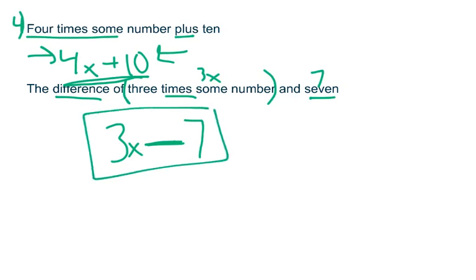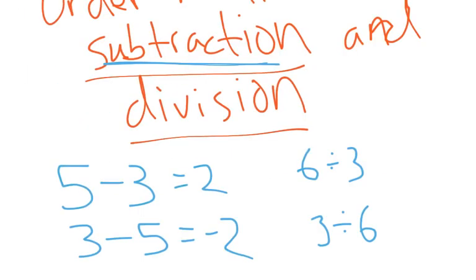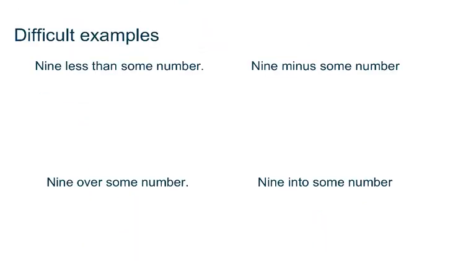There we go. Now these are the straightforward examples. Let's take a look at these 4 because these are just a little more complicated. So here, this is where we have to take our warning into play. Order matters with subtraction and division. So we look here, 9 less than some number. Well, 9 less than some number is actually going to be a little counterintuitive. You're going to take some number and 9 and you're going to flip their spots. You're going to have x minus 9.